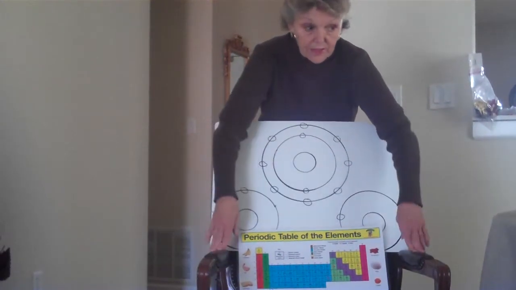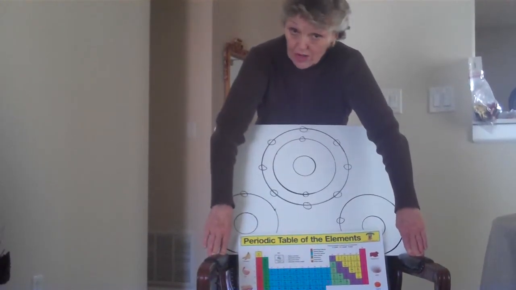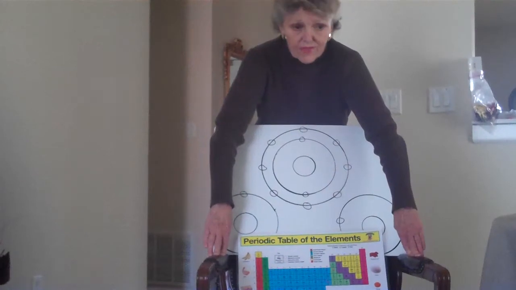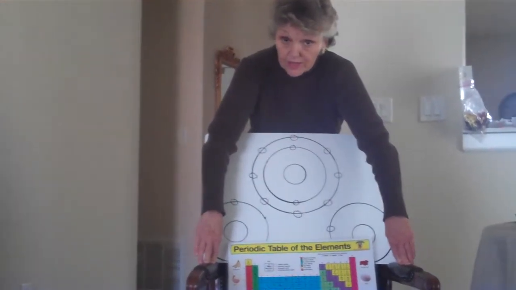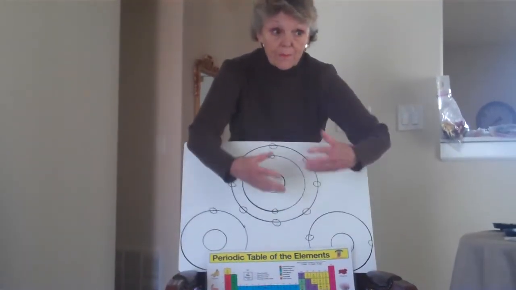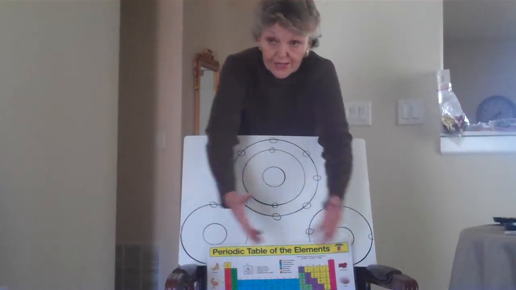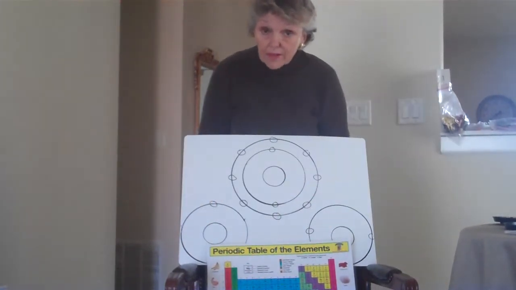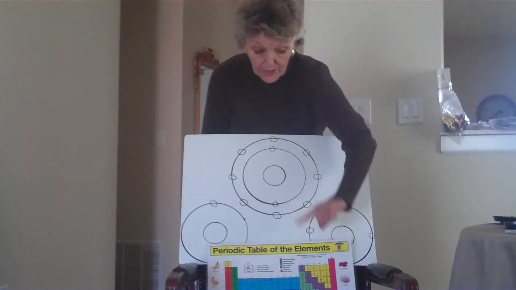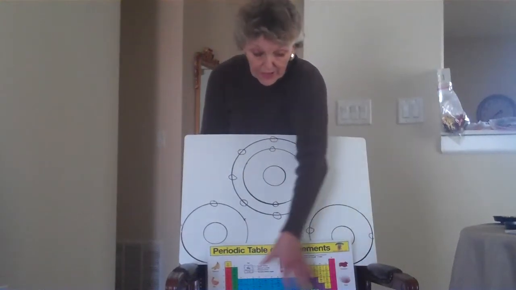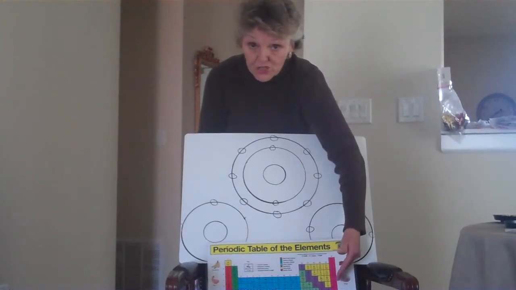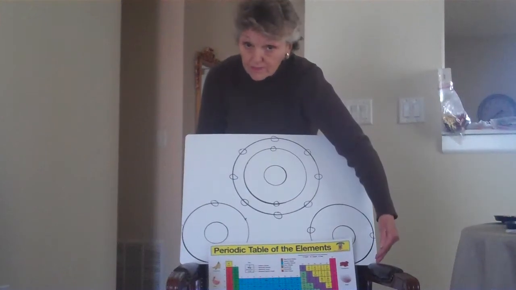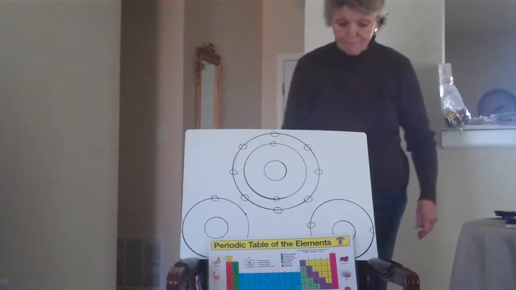If you think about it, we have 26 letters in our alphabet, but we have thousands of words in our English language. Well, those words are made up of combinations of the letters in our alphabet, just like compounds and molecules are made up of different combinations of these elements. Let me show you what I mean.